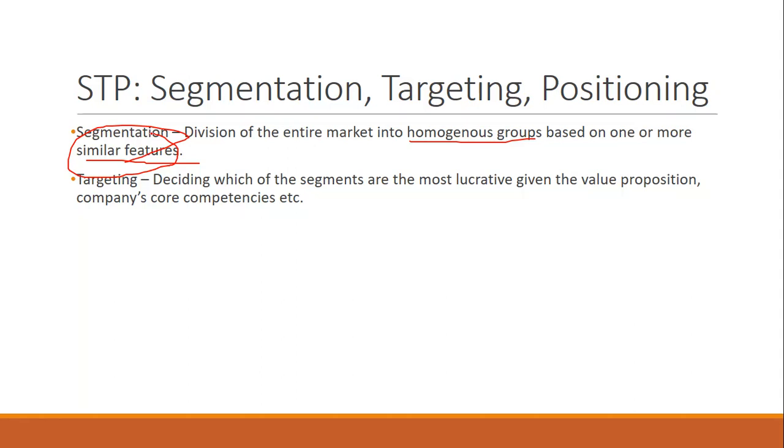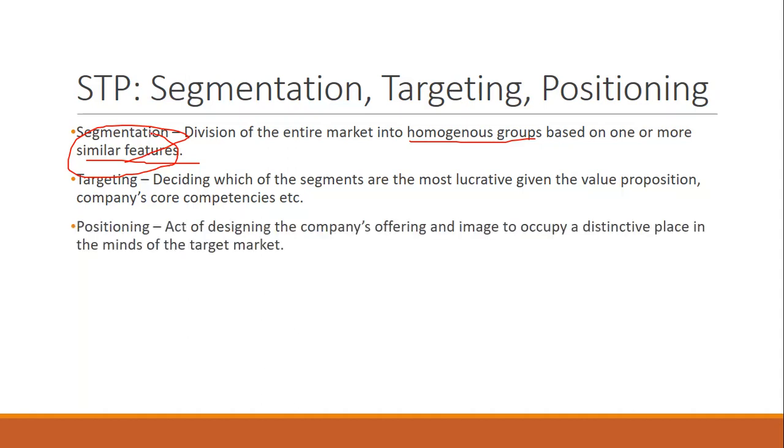Obviously, your targeting of a higher income group is going to be drastically different from the way you would target a lower income group. So this is where targeting comes in, where you have identified all possible segments and then you drill down and zero in on the one segment or the few segments that you think are going to be most lucrative for you.